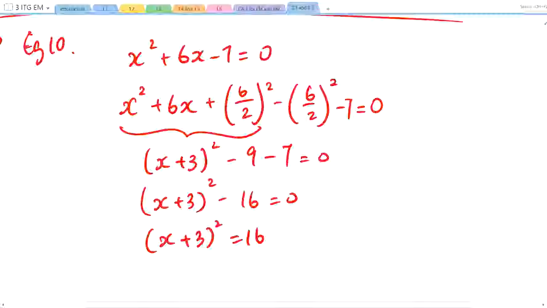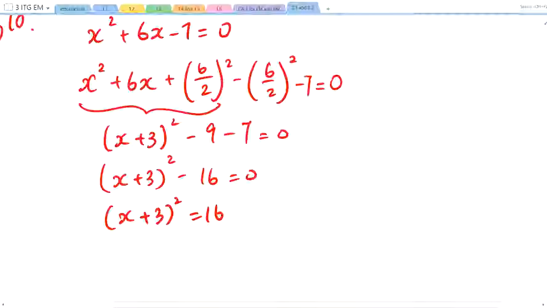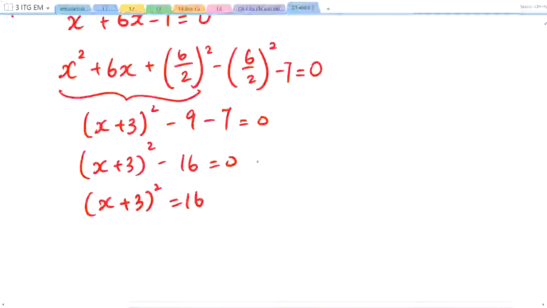Then what do I do from here? Square root both sides? Okay, I tell you, yes, you're right. We should square root both sides. But let me tell you what some students may do after they complete the square from here. From here, they went on to expand. x squared plus 6x plus 9 minus 16 equals 0.